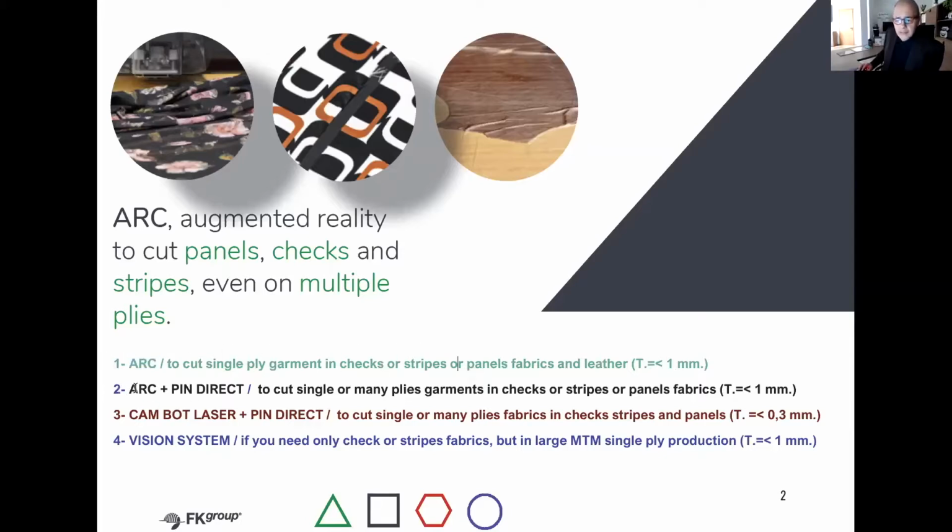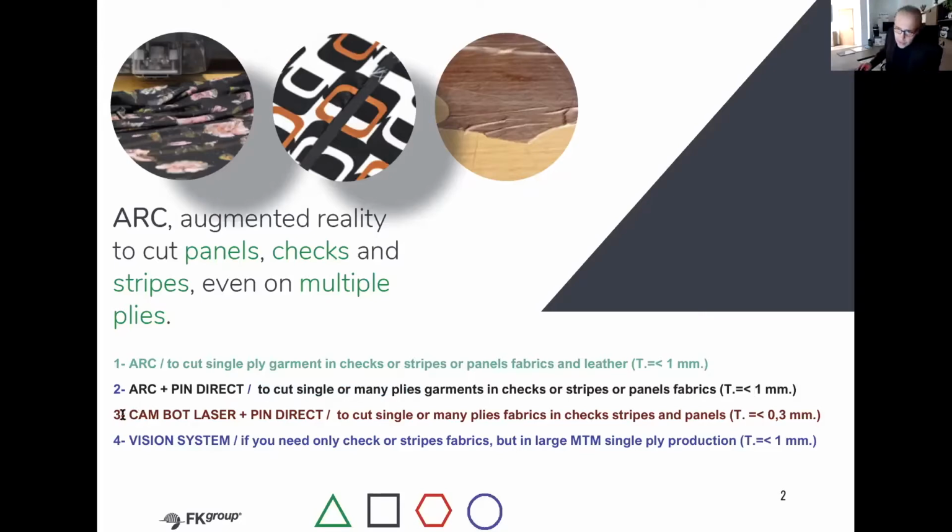Second, ARC plus Pin Direct. ARC is not patented, it's impossible because it's a very common technology. Pin Direct is our patented system for fixing the mattress on the bed of the cutting machine. It's good for cutting single or many plies garments, this is very important, in checks, stripes, or panel fabrics, same tolerance, plus or minus 1 millimeter.